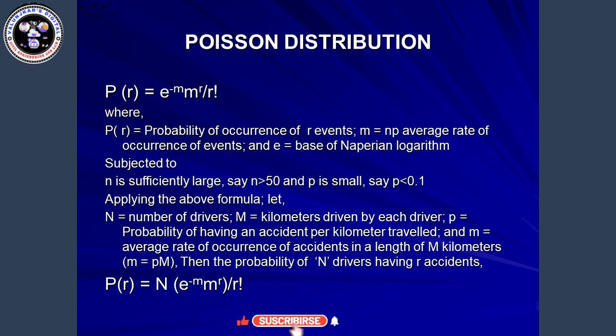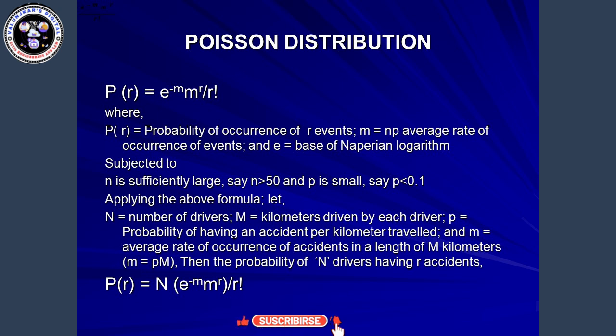The Poisson distribution formula is P(R) is equal to e raised to minus m, m raised to R, divided by R factorial, where P(R) is the probability of occurrence of R events, m is equal to N P, that is the average rate of occurrence of events, and e is the base of the Napierian logarithm, subject to N being sufficiently large, say N greater than 50, and P being very small, that is P less than 0.1.